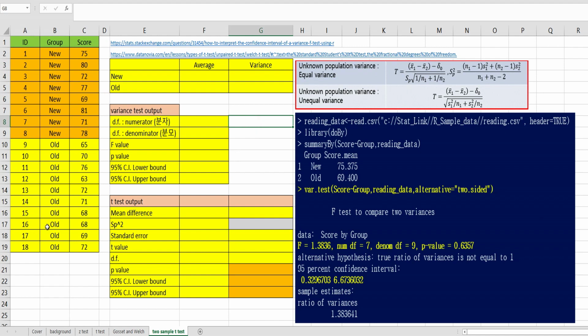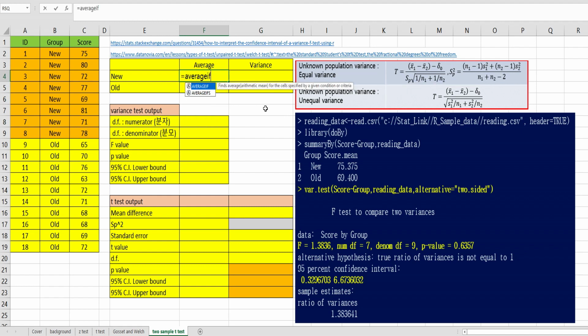I prepared simple data. There are 18 observations: for the new group there are 8 observations, and for the old group there are 10 observations. So we want to test whether the score is different between the new group and the old group. Then let's get the average and variance for the new and old groups.